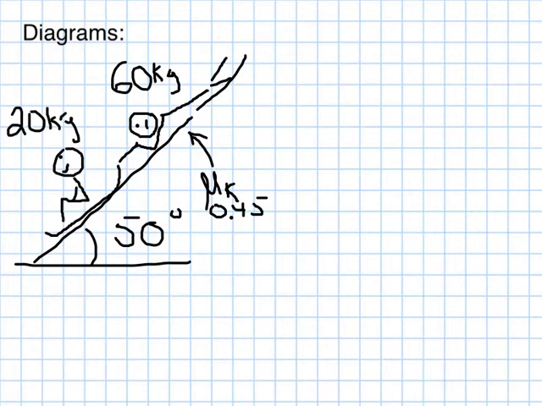So after reading and understanding the problem, this is the diagram that I came up with. I have a slope that's angled at 50 degrees from the horizontal. I've drawn a child in the sled and noted that that mass is 20 kilograms. Here's the mom being dragged behind with a mass of 60 kilograms. The sled is frictionless, but the mom slides with a kinetic coefficient of friction of 0.45.